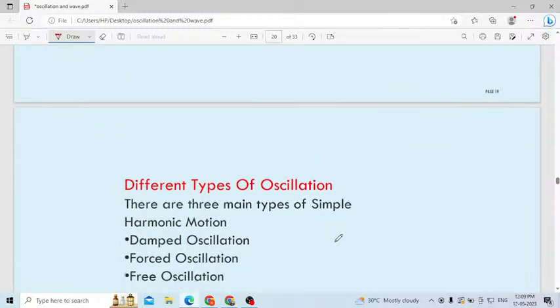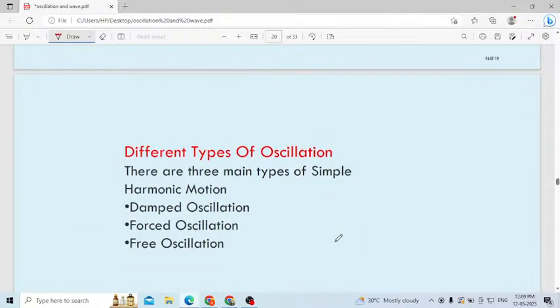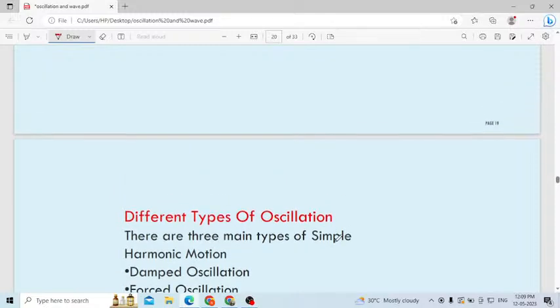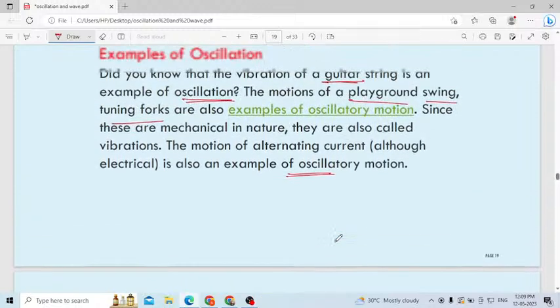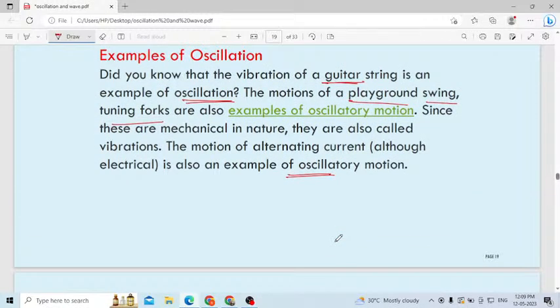In the next class, I will explain different types of oscillation. This one is very, very important. Damped oscillation, forced oscillation, free oscillation, everything I will explain in the next class, because it will become lengthy. Almost 40 minutes are over, no?